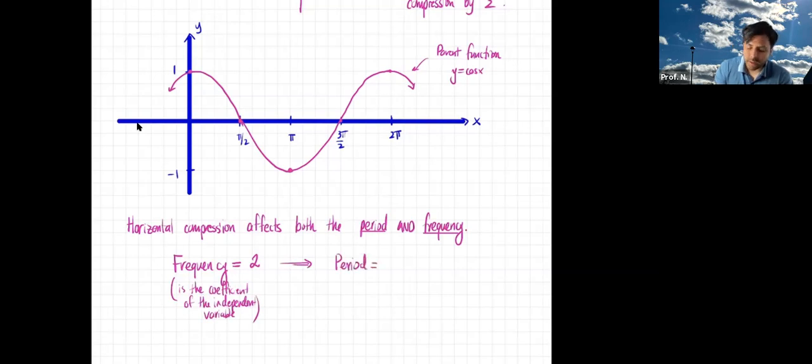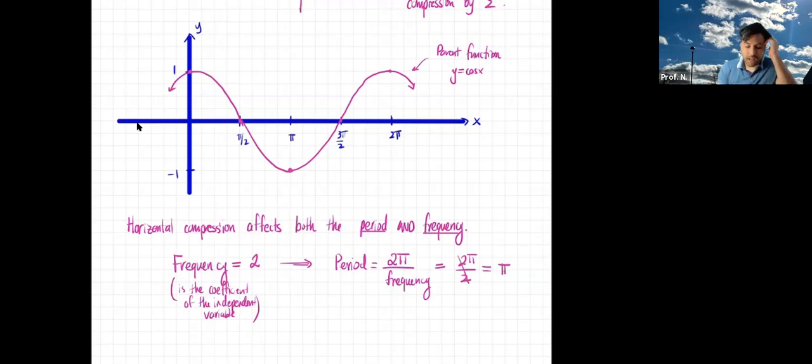The period is always 2 pi divided by the frequency. So that's going to be the relationship between period and frequency. It's 2 pi over the frequency. So we get 2 pi divided by 2, which equals pi. The frequency is 2. The period is pi.